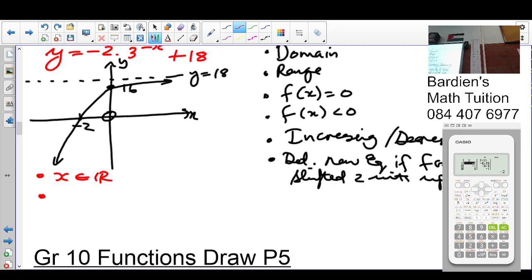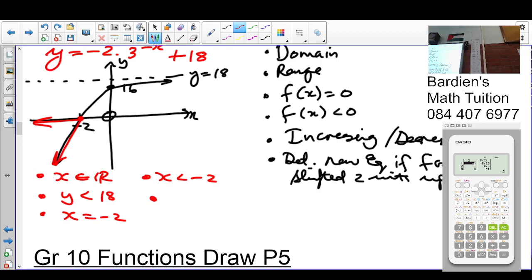Hereafter, range. Range is all possible y values. Does the graph exist at negative infinity? Yes. Where does it stop existing? At 18. So y must be less than 18. Thirdly, where is f of x equal to 0? Negative 2. Fourthly, where is f of x less than 0? It is this part of the graph, not so? In other words, x must be less than negative 2.